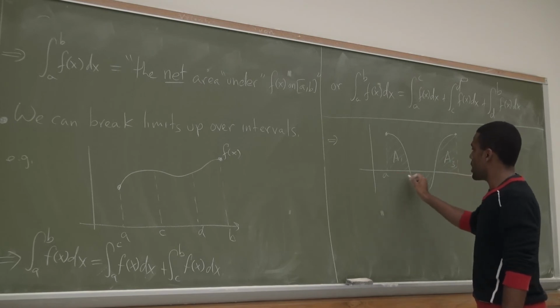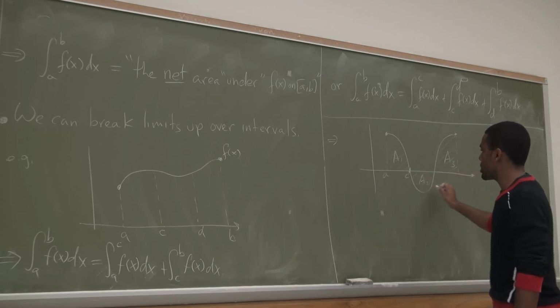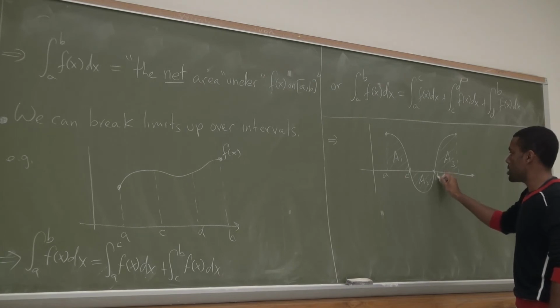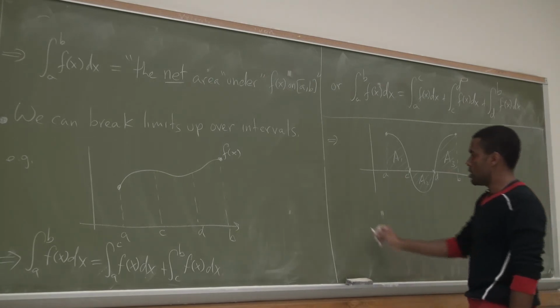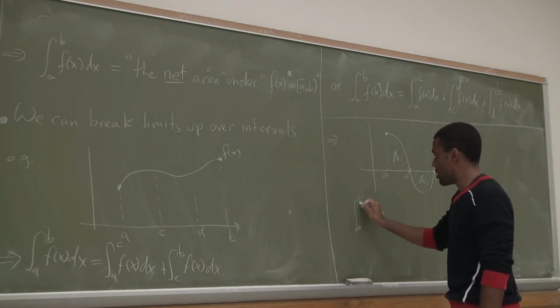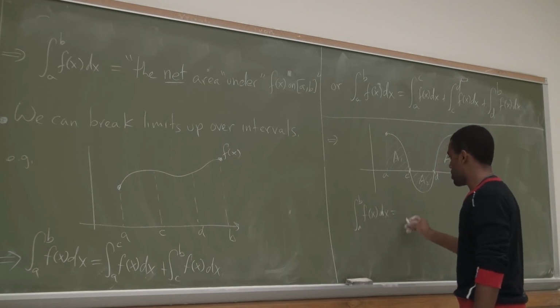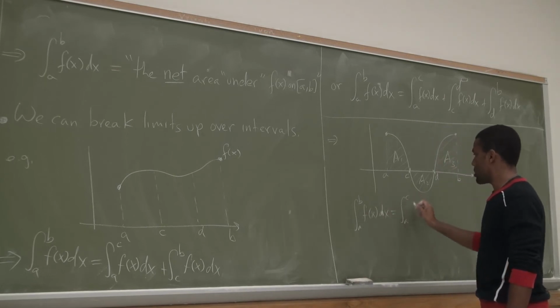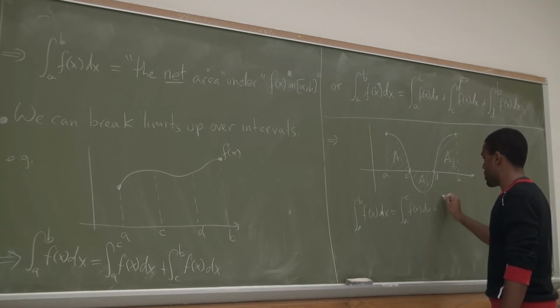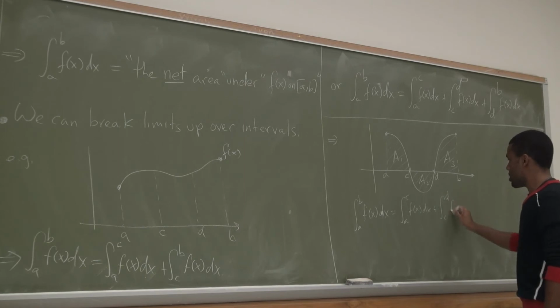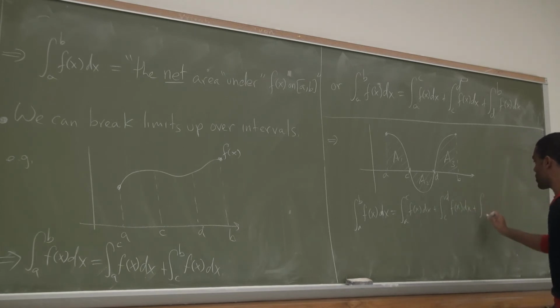So if I call this A, and I know this intersection here is C, I know that intersection is D, this is B, then again, the integral from A to B of f of x dx is equal to the integral from A to C of f of x dx, plus C to D of f of x dx, plus D up to B of f of x dx.